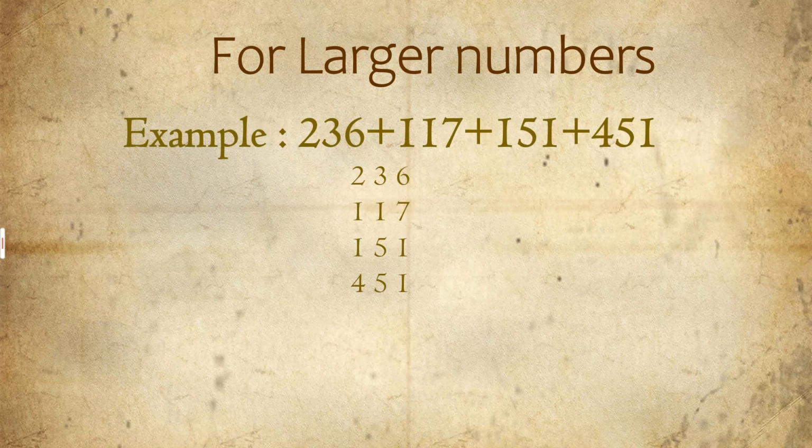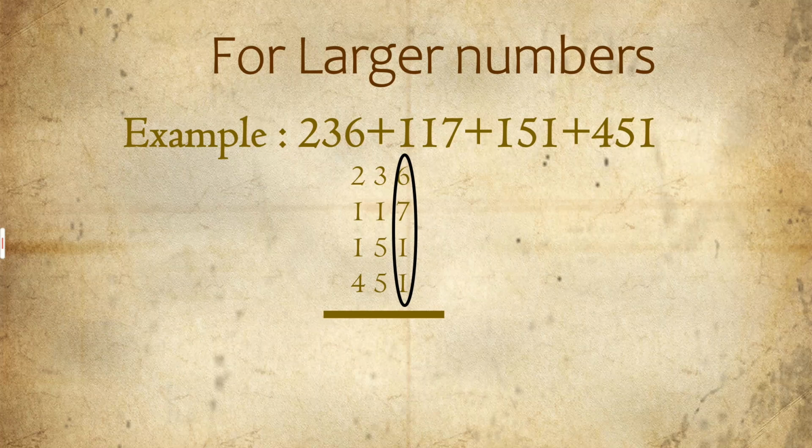We have the example over here as 236 plus 117 plus 151 plus 451. Now, this is going to take a lot of time if we just do the first two numbers, then add their sum to this, then add their sum to this. Like, you literally have to do addition 3-4 times. But with Vedic math, let's do all 4 of these numbers together.